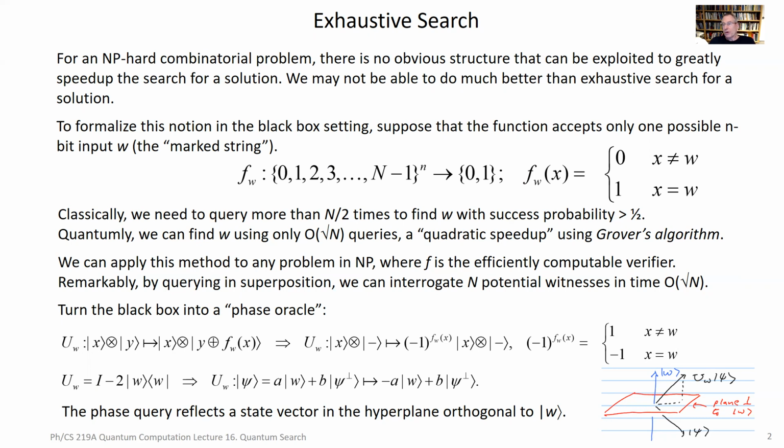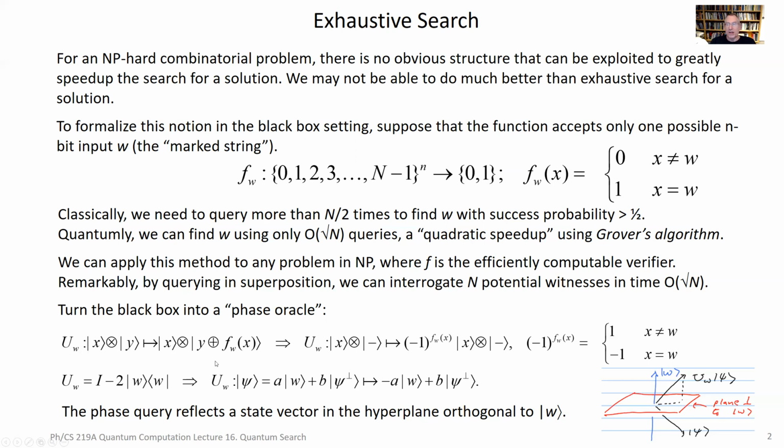So first of all, we do what we've done in the past. We'll take our box, which computes the function. We can imagine it has an input and output register. There's some unitary that computes the function. And in order to be unitary, it preserves the input register. So it takes x, y to x, tensored with y XOR f sub w of x. In other words, if f evaluates to 1, it flips the value of y, and otherwise it doesn't do anything.